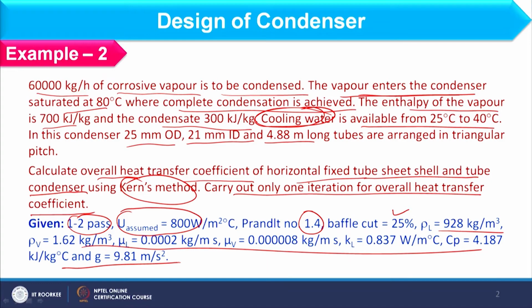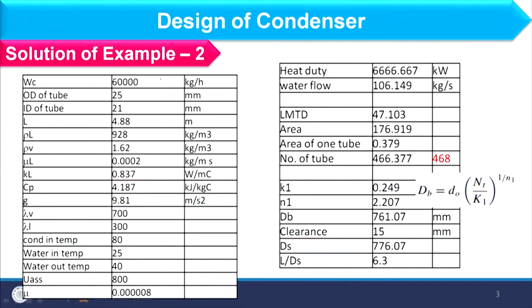As we have to find the overall heat transfer coefficient, we have to find the heat transfer coefficient in the shell side as well as in the tube side. For the shell side we can simply apply Kern's method, and for the tube side we have to find the correct correlation used to estimate the heat transfer coefficient in a horizontal condenser where tube side condensation is occurring. That we should keep in mind. Let's see what information is given to us.